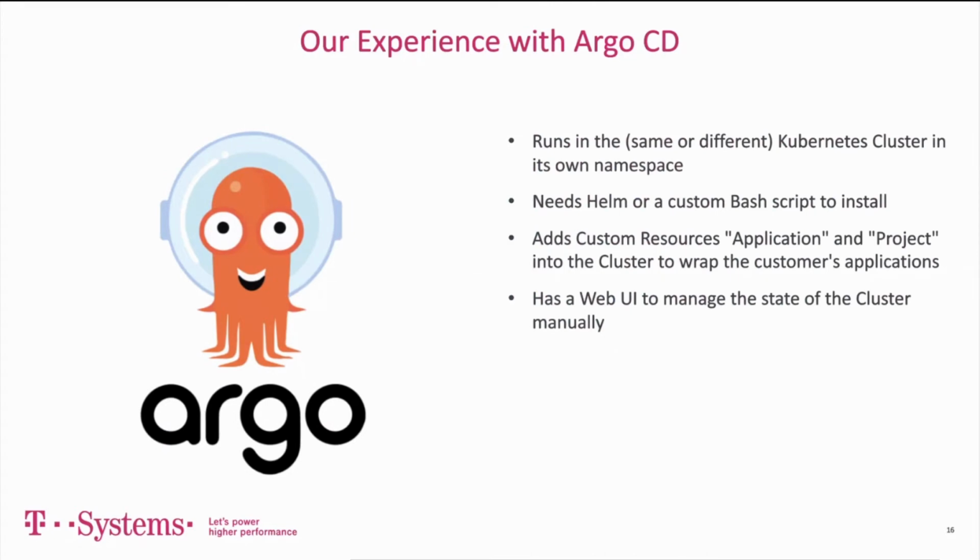ArgoCD works in a way that you should install it in the same cluster where your application is running. Also, it can use a dedicated cluster. However, it needs its own namespace just to have a clear separation between it and everything else. To install it, it provides a Helm chart, or you can also use a bash script just to install it.